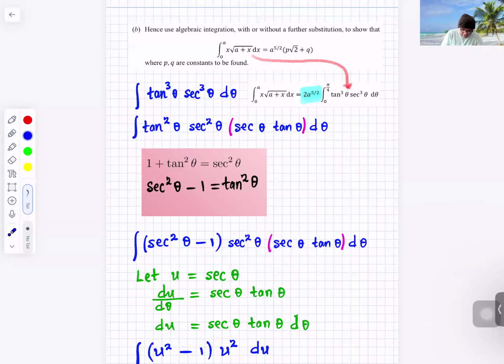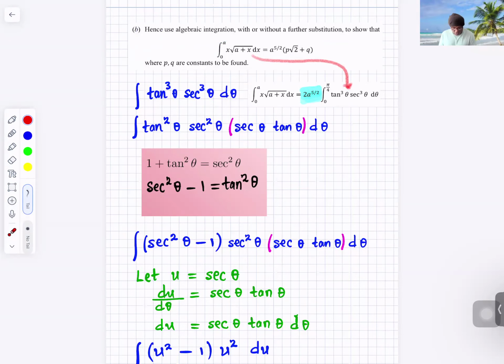Now for part B, it says "hence." Hence means you use your answer from before. Use algebraic integration or without further substitution to show that. So what we want to do is, we have the original expression which we had changed. We change it to tan cube theta sec cube theta.